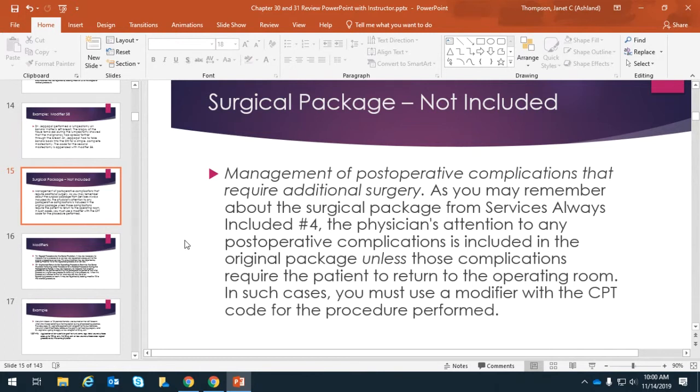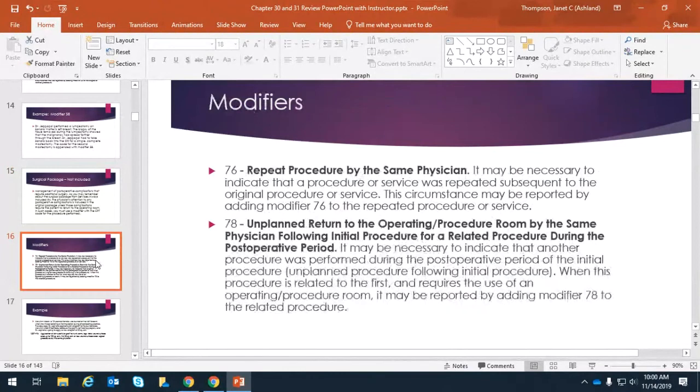Like a revision of a procedure, like a patient that has a hip replacement, maybe they fall and they injure that replacement during their accident and they have to have the same procedure done again. There's a modifier that captures that. So 76 and 78. 76 is repeat procedure by the same physician, like my example previous of the hip replacement. 78 is unplanned return to the operating room by the same physician for a related procedure during the postoperative period.